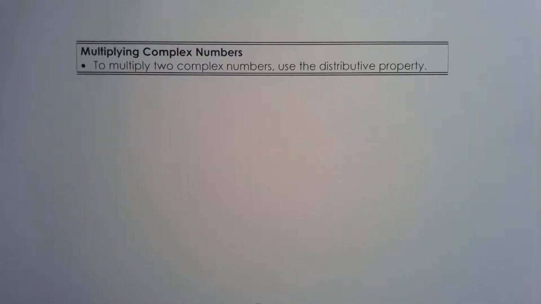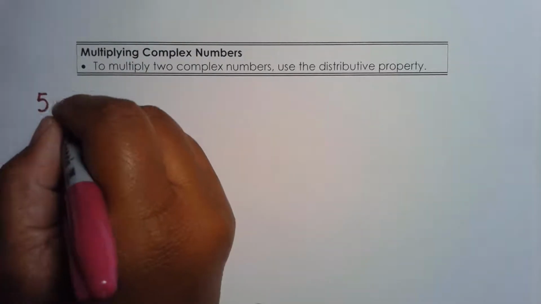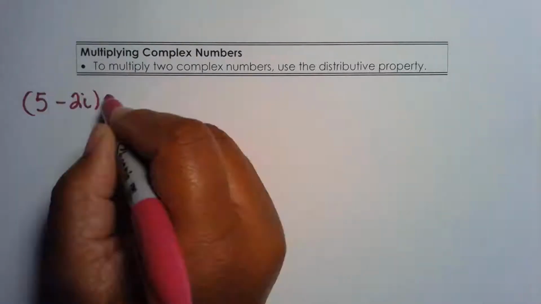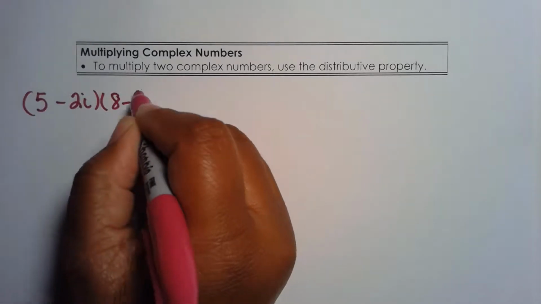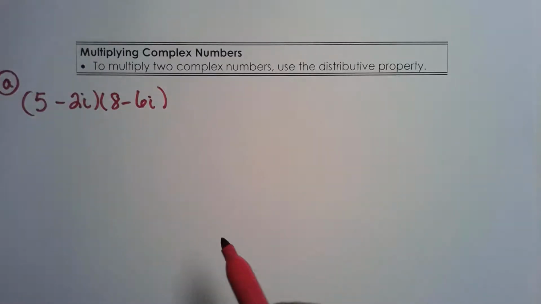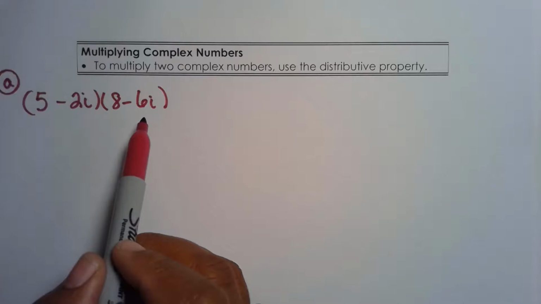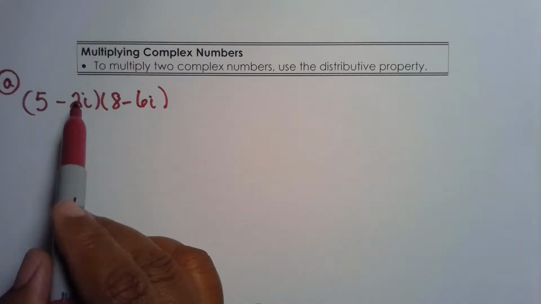All right, multiplying two complex numbers, we're going to use the distributive property. For example, we have here 5 minus 2i times 8 minus 6i. Well, we know if the i's were not there, we had different variables, we would use the FOIL method.